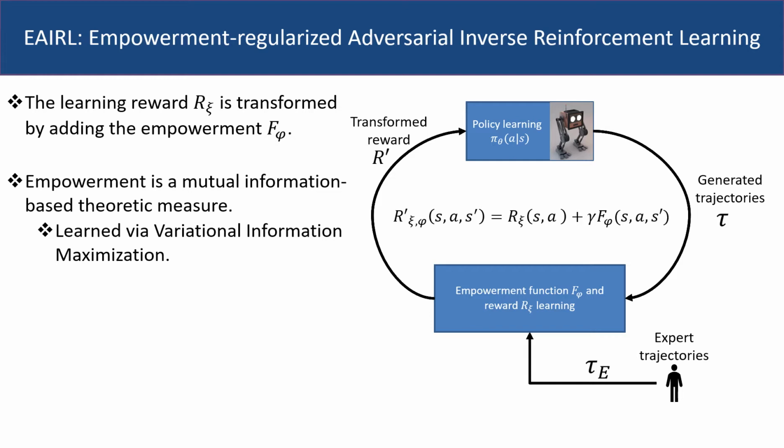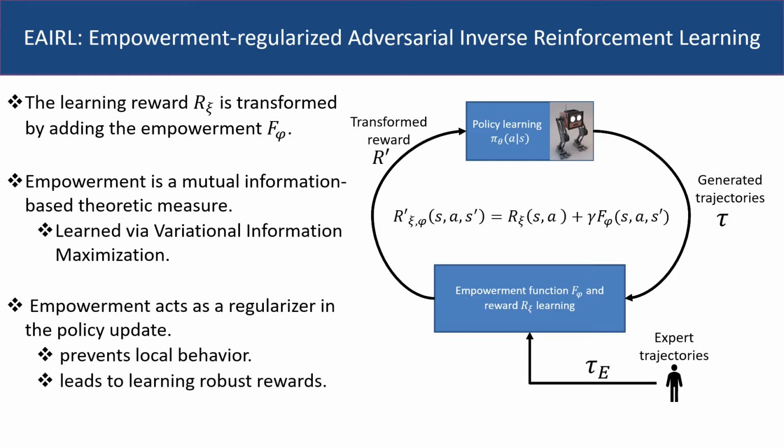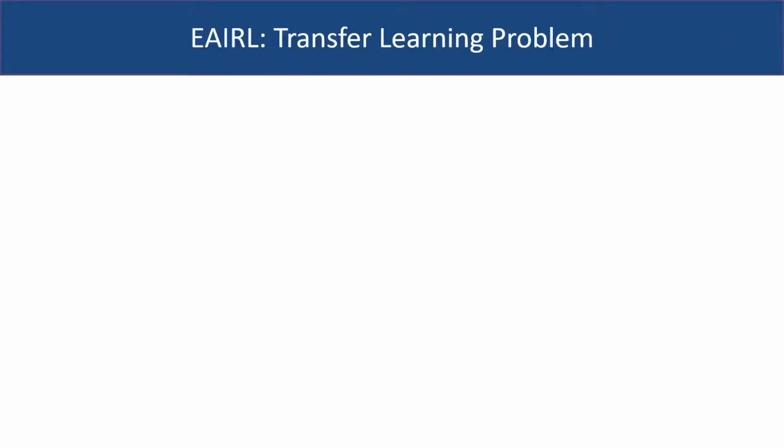Our method learns empowerment through variational information maximization in parallel to learning the reward and policy from expert data. The empowerment acts as a regularizer in our policy update objective function. This regularization prevents premature convergence of the policy to local expert behavior, and therefore leads to generalized policies that in turn guide the reward learning process to recover near optimal rewards.